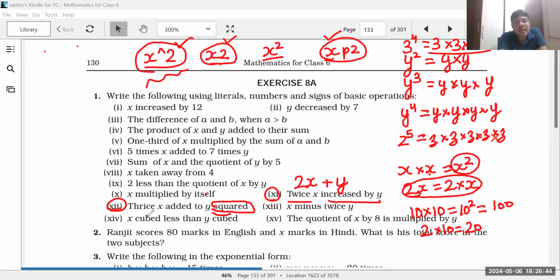So thrice x means 3x, added to y squared, which means y square. Generally I thought that thrice x is x cube. Beta, thrice x means 3 multiplied by x. X cubed is x into x into x.